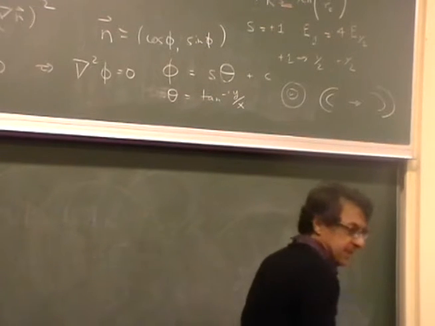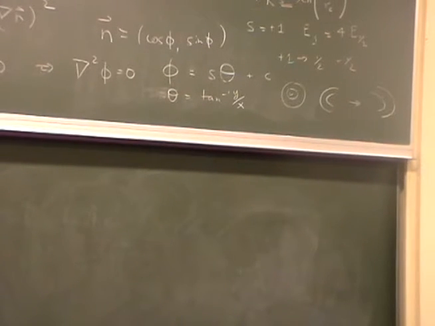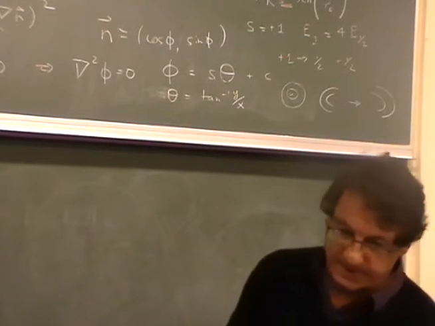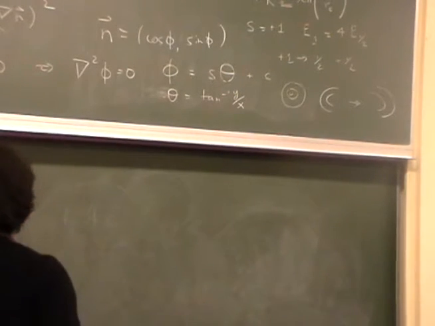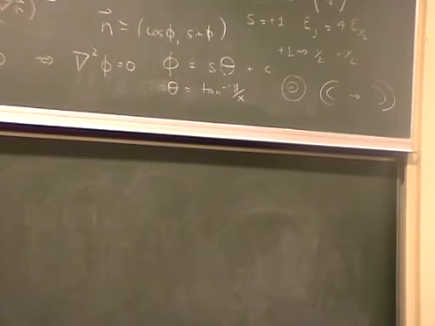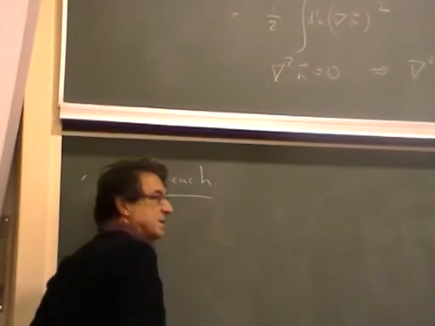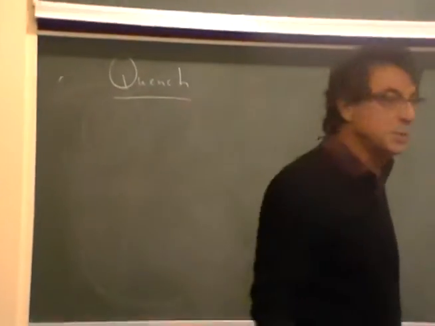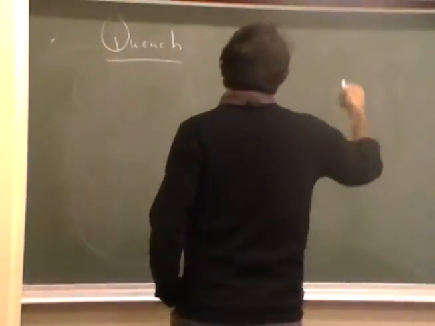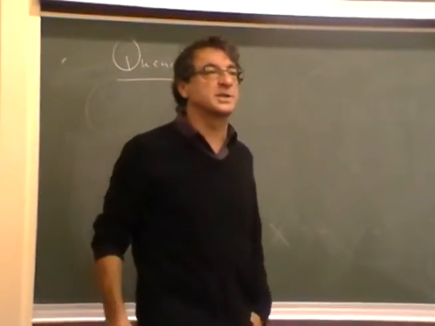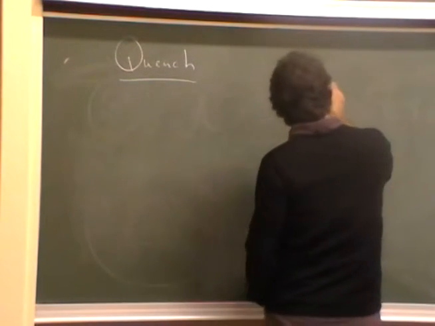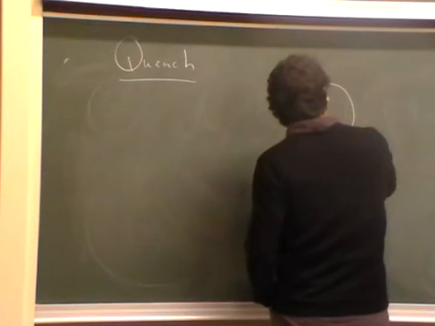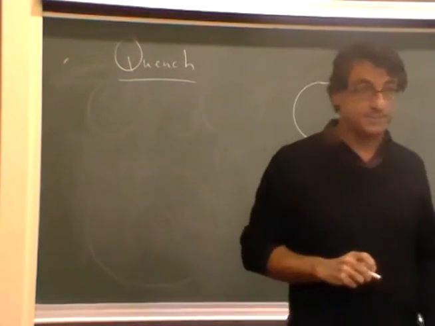Finally, let me show you how defects basically inevitably form in quenches. So imagine that we have a continuous phase transition like superfluidity. We rapidly quench into the ordered phase. So you're going to want to order.